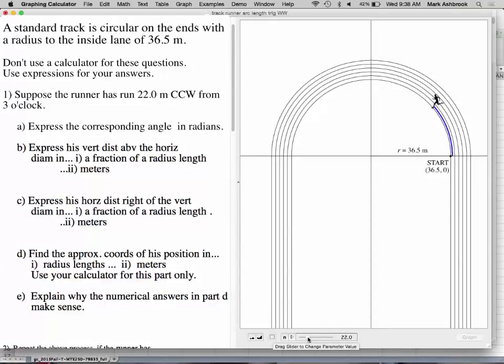Okay? Express the corresponding angle in radians. Express his vertical distance above the horizontal diameter as a fraction of the radius length and as meters. Same with the horizontal distance to the right. And then only use a calculator when you get to part D. Okay? Only when you get to part D should you use a calculator. And then you're going to compare your answers to the situation and kind of make sense of the numbers that you're getting. Okay, and I'm going to take attendance. You can work together. Okay.